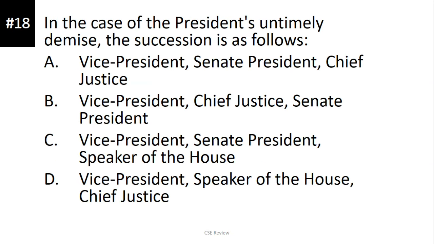17. Supreme Court Chief Justice in 2016 is, the answer is Chief Justice Maria Lourdes Sereno. 18. In the case of the president's untimely demise, the succession is as follows. So, ang succession, ibig sabihin ko sino yung susunod na magiging presidente. The answer is letter C. Becomes a vice president, and then pag hindi kaya ng vice president to perform the duties, the Senate president becomes the president and then the Speaker of the House. Yan yung pagkakasunod-sunod.